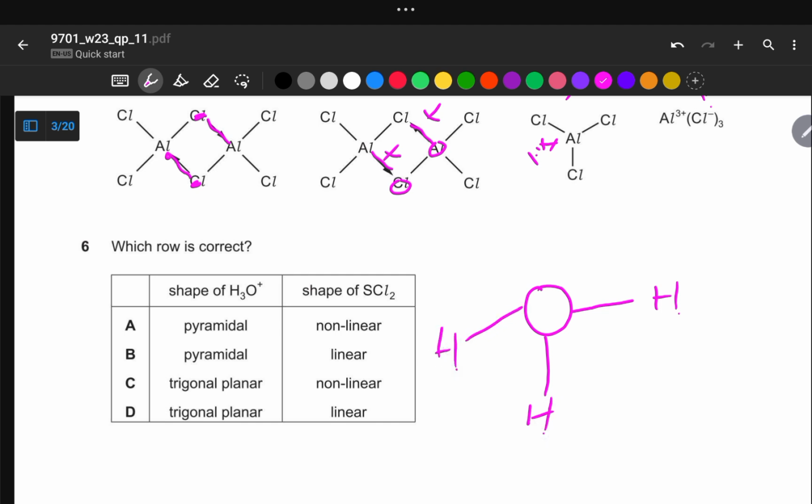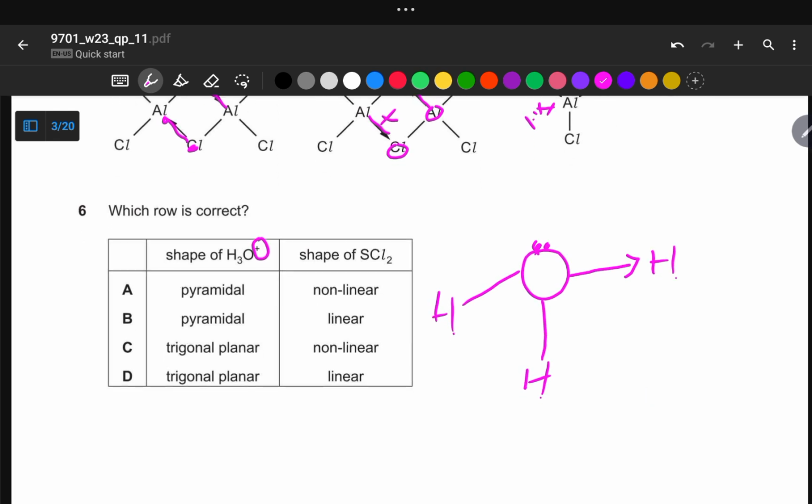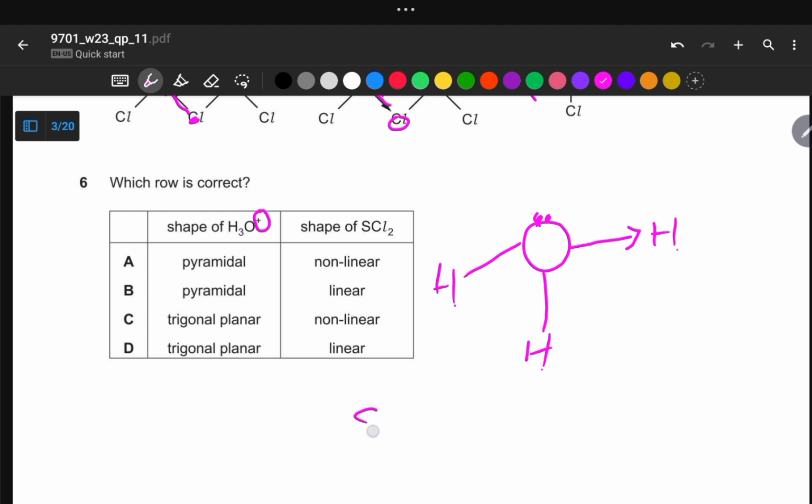and this proton, and we are left with one lone pair of electrons. This positive sign indicates that we have a proton coming to the reaction without any electron to share. So there is dative bonding here, right? You should take note of that. We have a dative bond here. For sulfur dichloride, we have sulfur as the central atom, and 2 chlorine atoms here. Sulfur is in group 6. We have used 2 electrons, so we are left with 4. Meaning we are going to have two lone pairs of electrons here, right? So 2 bonding pairs, 2 lone pairs. We have a bent or non-linear shape.